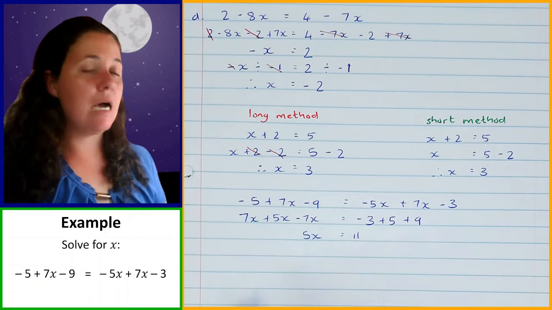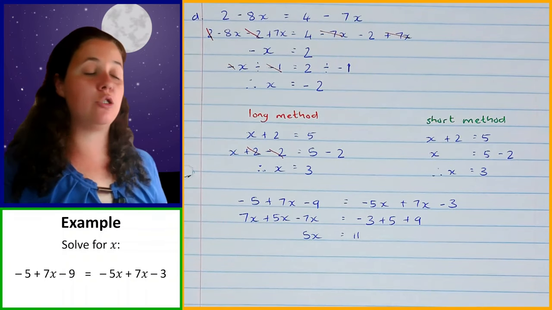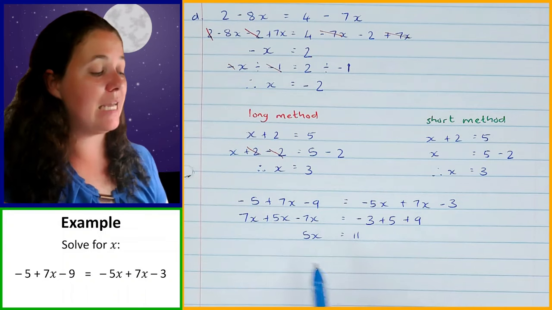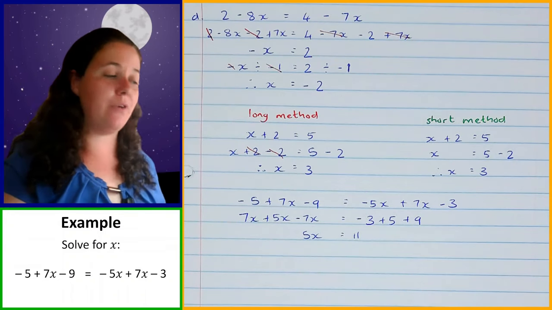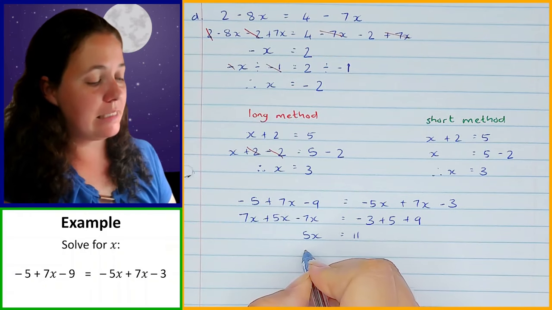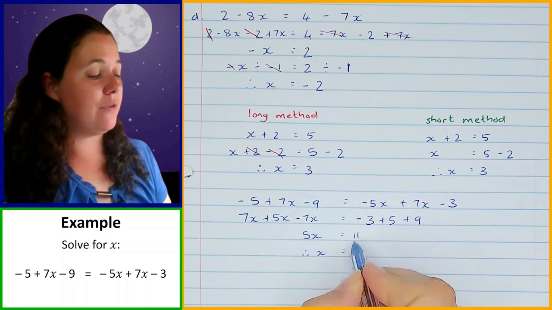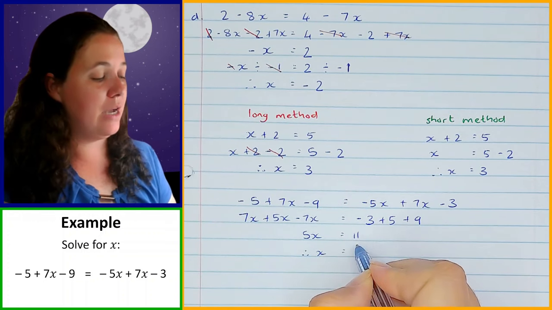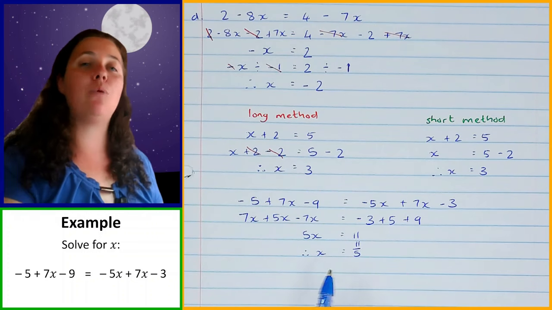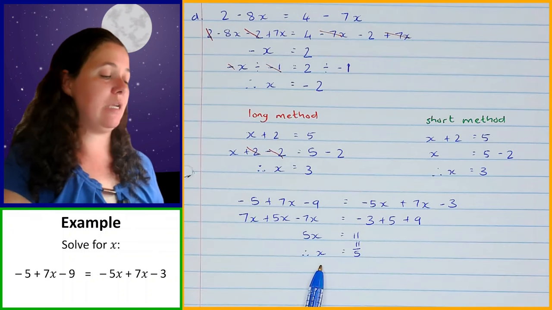Once I've got that, I now can go and get rid of the 5 over here by doing the same thing we were doing before, dividing by 5. So I've got 5x divided by 5, but again, I don't need to write divided by 5. Just like over here, I didn't need to write that over there. I can go straight ahead and I can say, therefore, x, I'm going to divide by 5, it will cancel, and then I must divide by 5 on this side. So 11 divided by 5 is 11 over 5. If I could simplify that, I would then need to simplify it as well. But in this case, I can't simplify it, so I'm done with this equation.